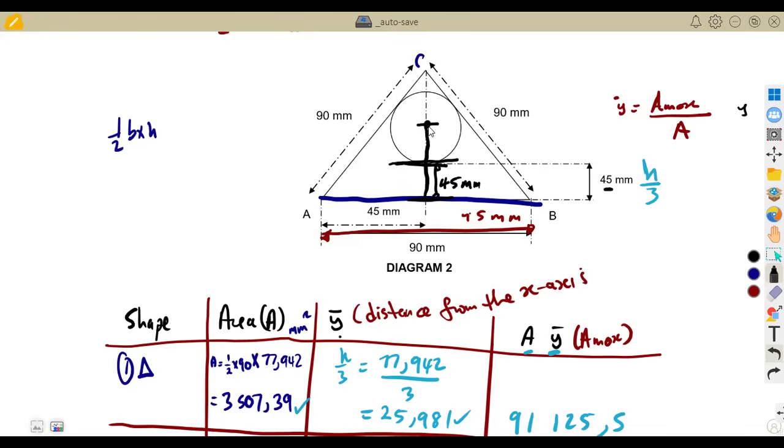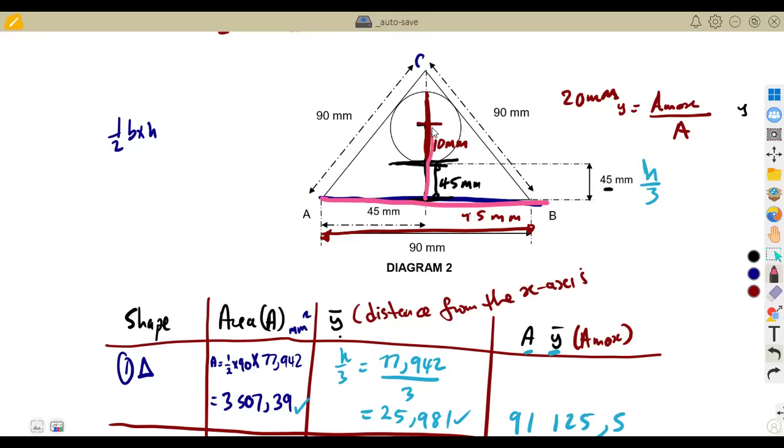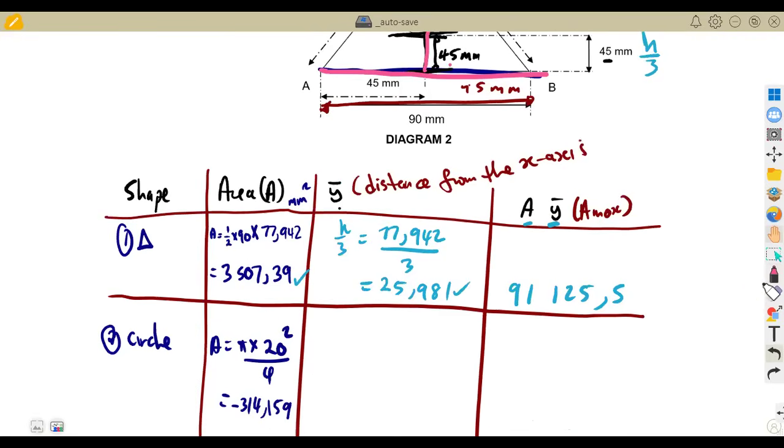Then from the circle, we are supposed to move up to the center of the circle. So if the diameter of the circle is 20 millimeters, so what does it mean? The radius is going to be over 2. Divide this by 2, you've got the radius 10 millimeters. So meaning to say the distance of y taken from the x-axis going up to the center, you move up to when you get to the center of the circle. Take note. So it's going to be 45 plus 10, which is 55.